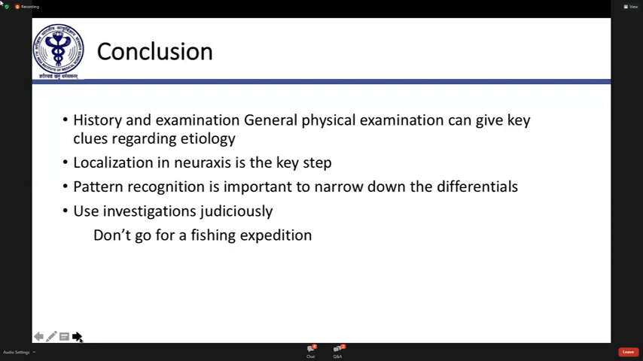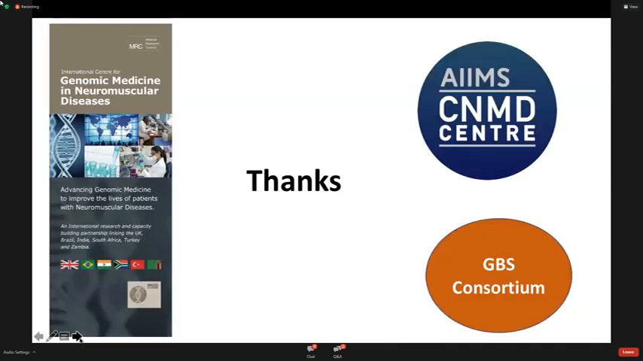So, concluding: history and examination is the most important thing, and general physical examination can give key clues towards the etiology. Localization on the neuroaxis is the key step. Pattern recognition is important to narrow down the differentials. Use investigations in neuropathy judiciously, and don't go for a fishing expedition. If you start a fishing expedition without a definite localization or etiology in mind, you may get unnecessary false positive findings and go chasing those investigations. Thank you.